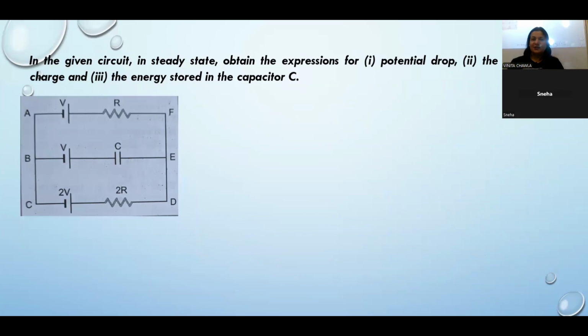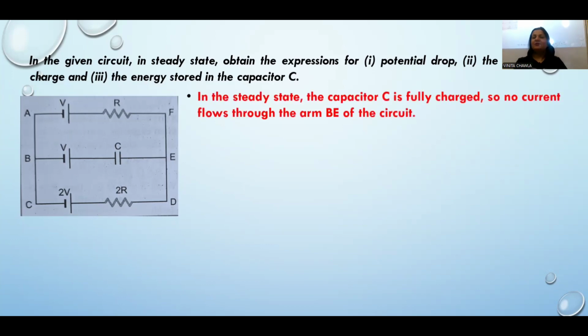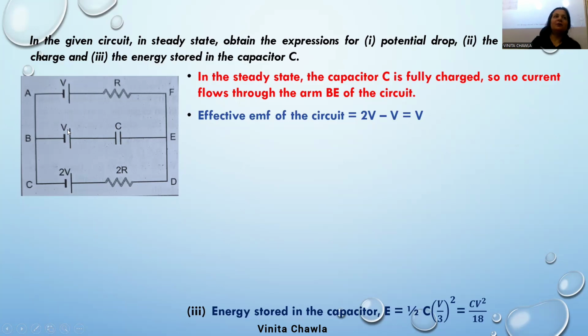In the given circuit in steady state, obtain the expression for the potential drop, the charge and the energy stored in the capacitor. So in steady state, we assume that the capacitor is fully charged and hence no current flows through the arm BE of the circuit. Subtract this V from 2V to get the net EMF. The effective EMF of the circuit is 2V minus V. It's equal to V.